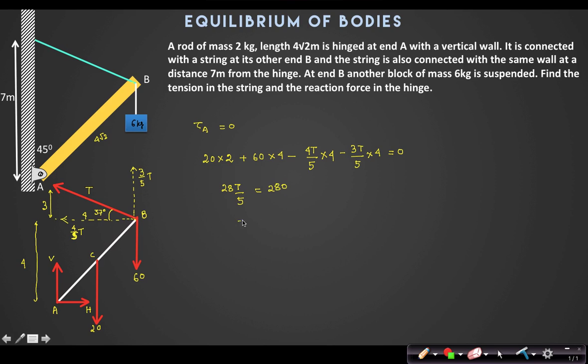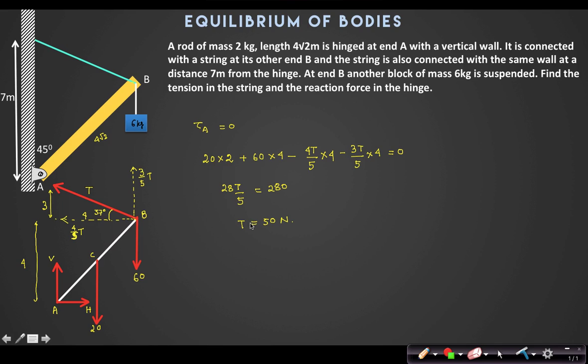So what is the value of tension then? 50 Newton. Sir, where might they have gone wrong? That distance must be perpendicular to the line of action. This is the line of action, so what is the distance? Same distance for 3T by 5. Okay, got this part.